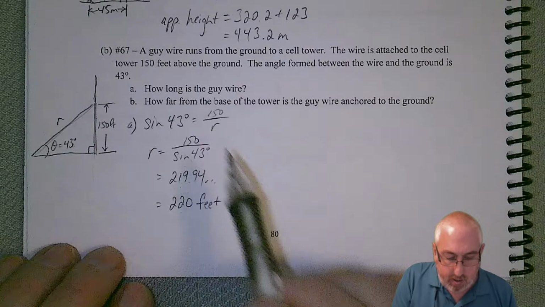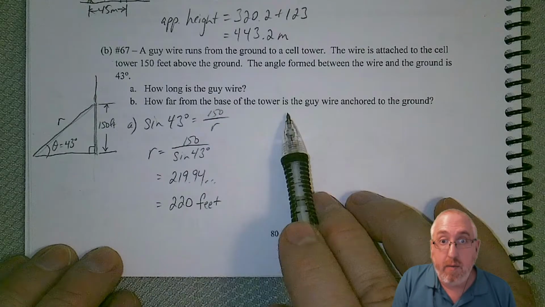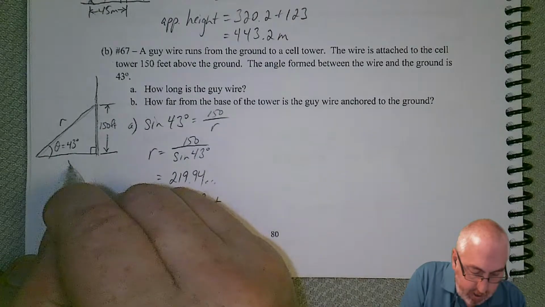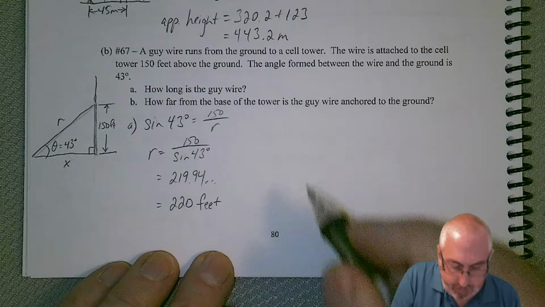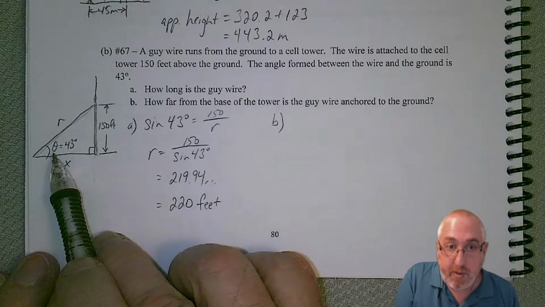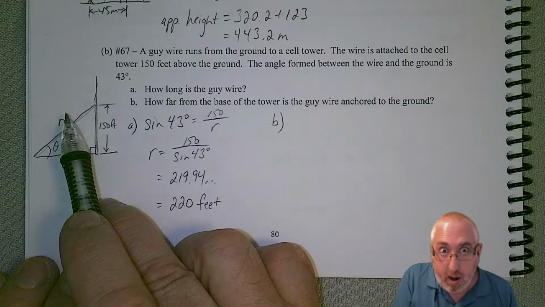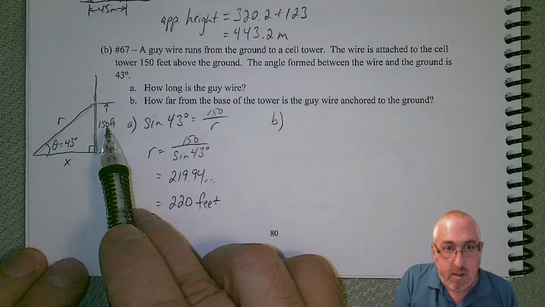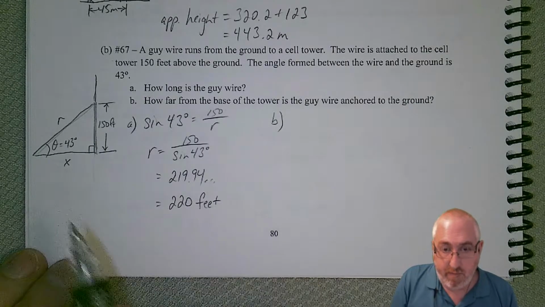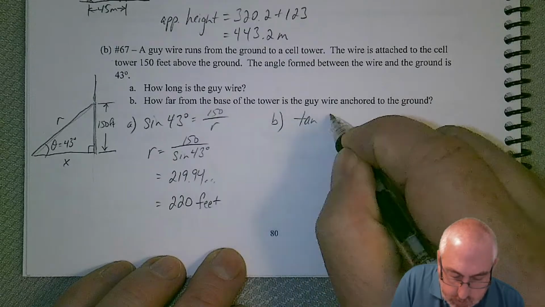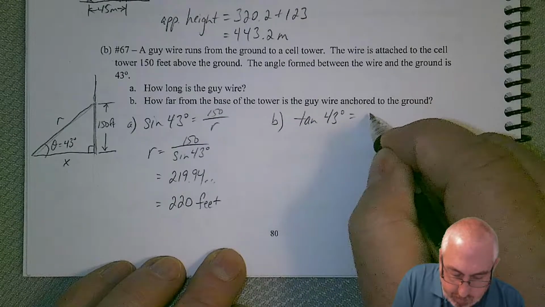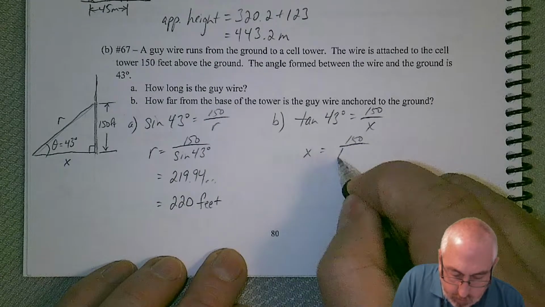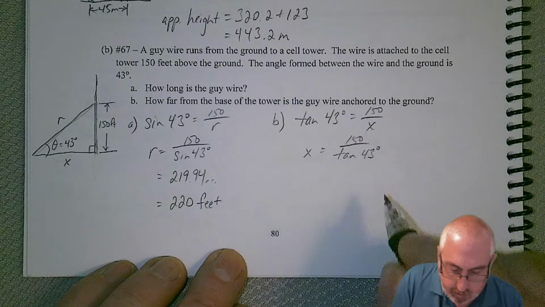All right, how far from the base of the tower is the guy wire anchored to the ground? So you can kind of see we want this distance down here. Let's call it X. So same thing, don't use the side that you found, use the information that's given to you, just to be safe. So we have our opposite and our adjacent is what we're trying to find. So tangent. So tangent of 43 should be 150 over X. So X should be 150 over the tangent of 43 degrees.